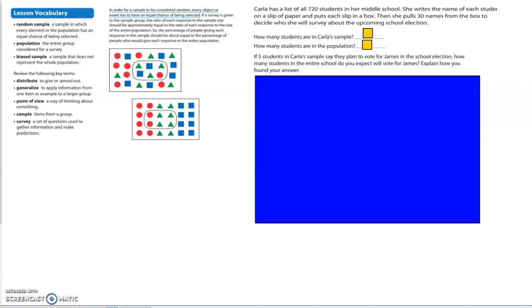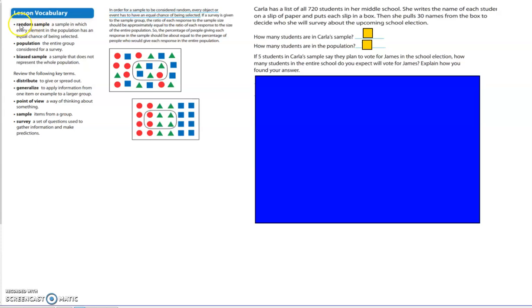Okay, so today I'm just going to do a real quick rundown of the random samples. This is from the ReadyMath lesson. So just want to go over some definitions real quick.